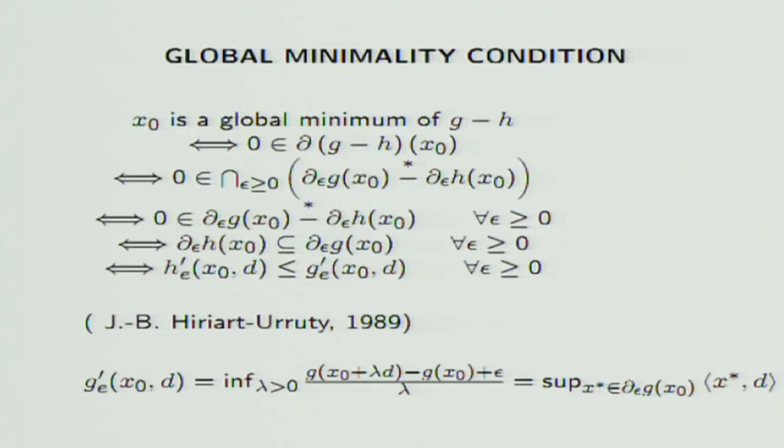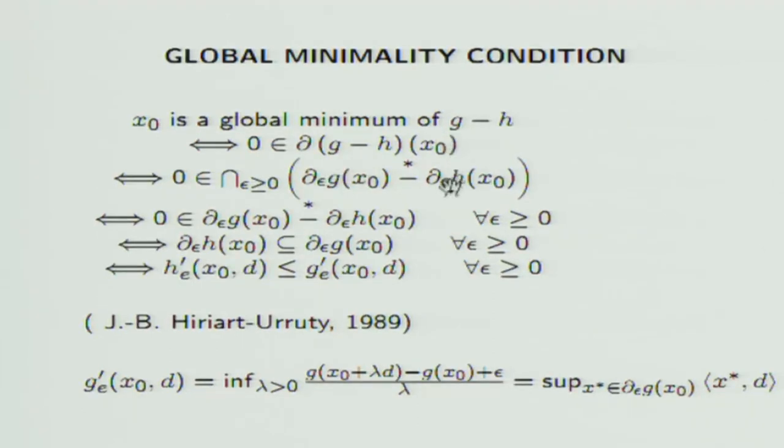Using that formula for the epsilon subdifferential, we can immediately deduce the global optimality condition for DC functions, which was obtained by Hiriart-Urruty in 1989. Although, since the formula for the subdifferential of a difference was not known at that time, the derivation of the optimality condition is not as simple in the initial paper by Hiriart-Urruty. The derivation using that formula is as simple as you can see here. x0 is a global minimum of the difference if 0 is a subgradient. This is just an algebraic fact, which follows immediately from the definition of the subdifferential.